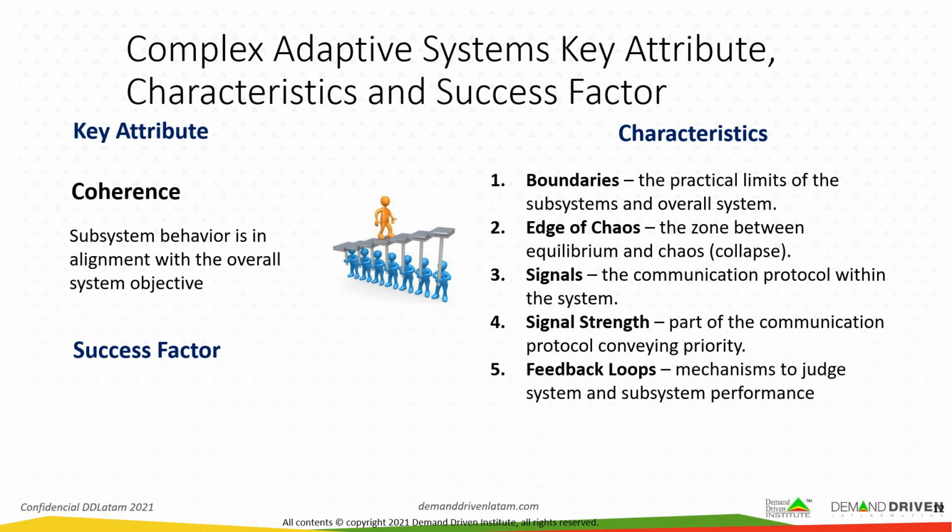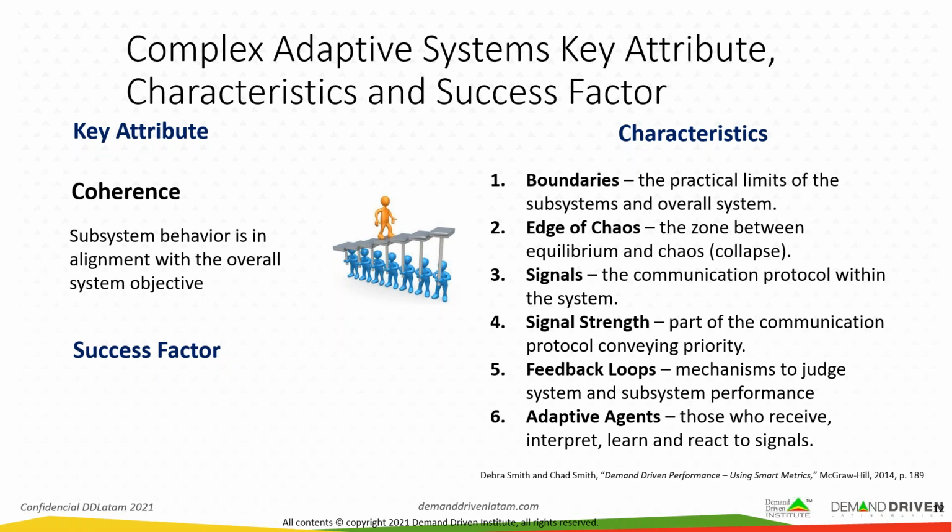And then the feedback loops. What is the mechanism to judge our performance? What are those specific measures that give us the information that we need? And the adaptive agents, the people trained to understand the measures. Everybody always likes to say that how you measure me is how I will behave. Okay, but do the people that are being measured understand the metric? I can only change behavior if they understand the context of the metric.